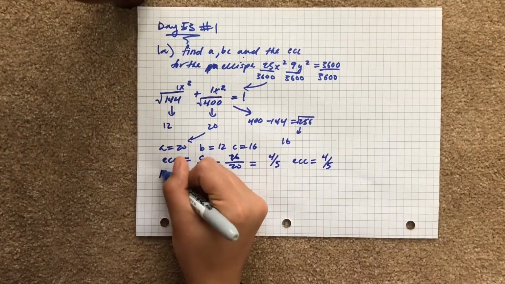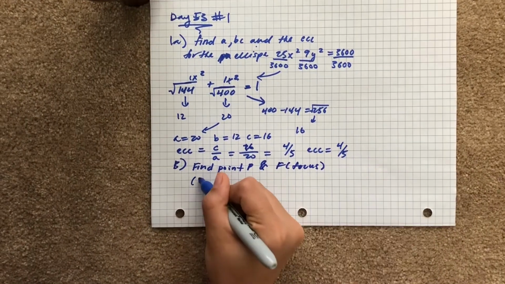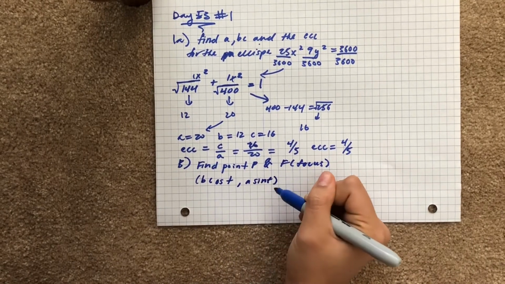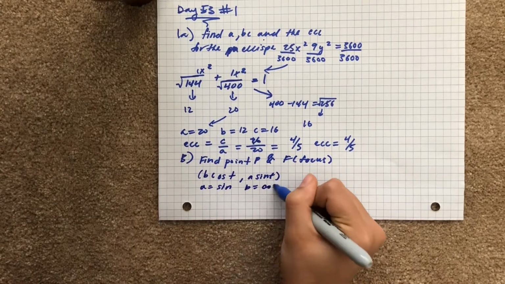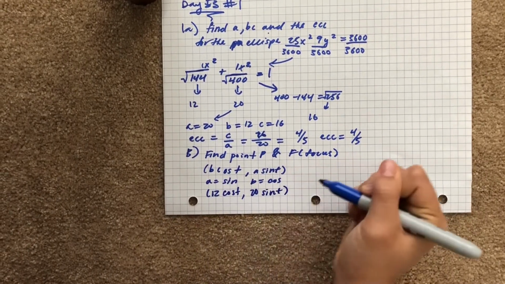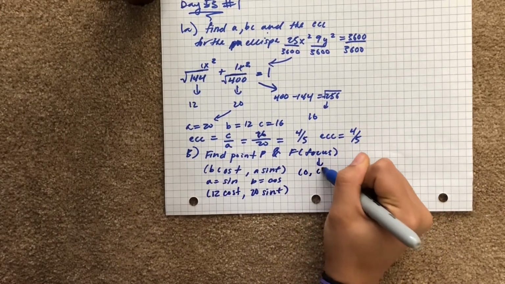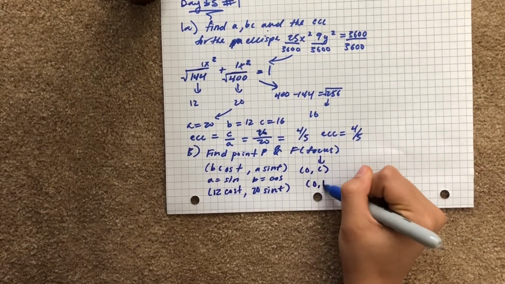Now we can move over to part b. This question is asking us to find point P and the focus. In order to find point P, we can just use the parentheses b cos t, comma a sin t. From that, we can just fill it in, so the answer is 12 cos t, comma 20 sin t. In order to find the focus, it's basically the same process that you used to find c. And the reason why we know c is in the y is because it's on the greater side.